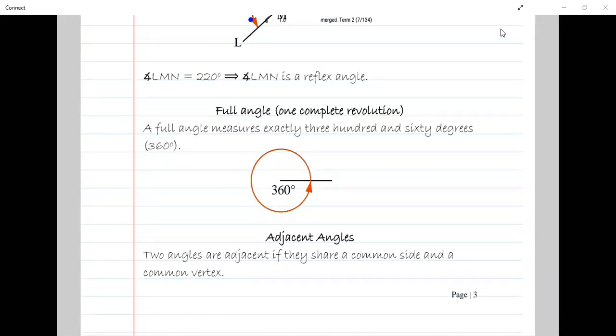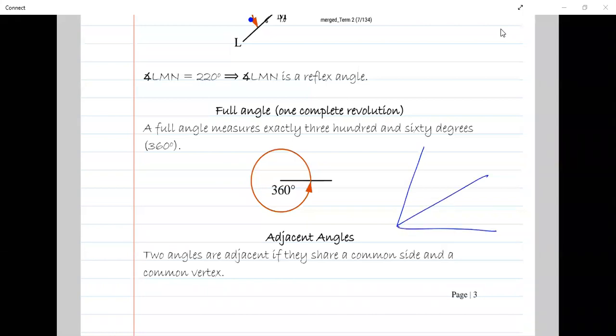Now let's talk about the idea of adjacent angles. Two angles are adjacent if they share a common side and a common vertex. I was mistaken earlier. I'm quite sure there's one on the next page, but let me just sketch one quickly.